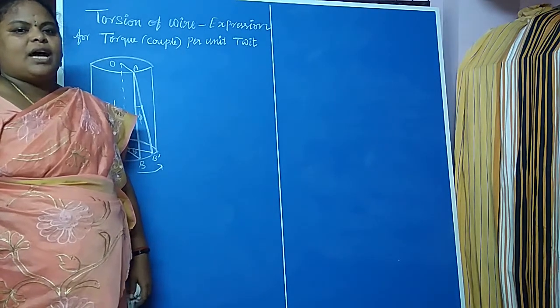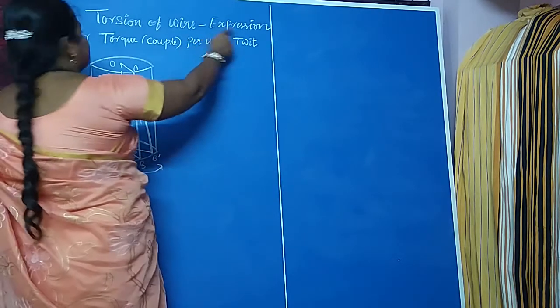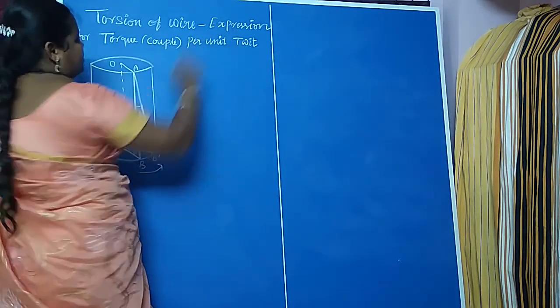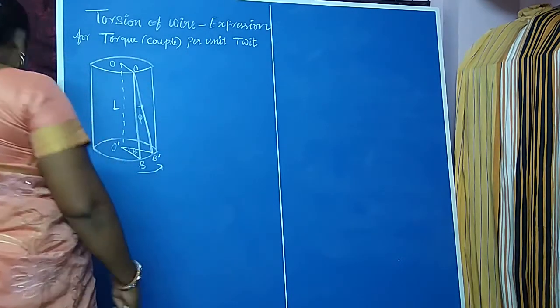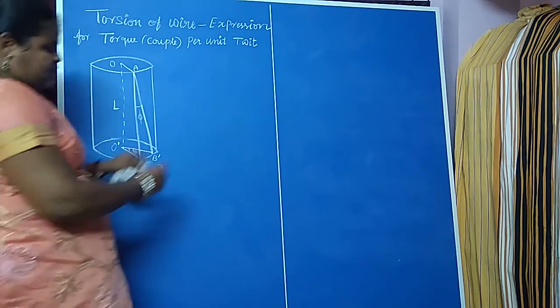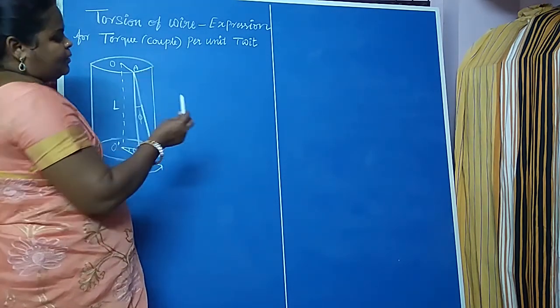In this video, I am going to teach torsion of a wire, that is, the expression for torque. Torque means couple per unit twist. For this, we are considering a cylindrical wire. Consider this is an example of a wire.